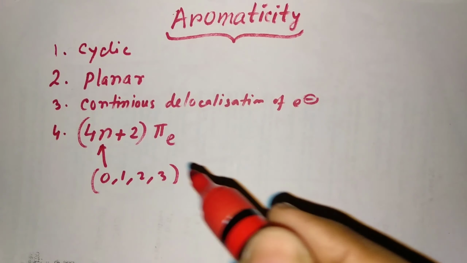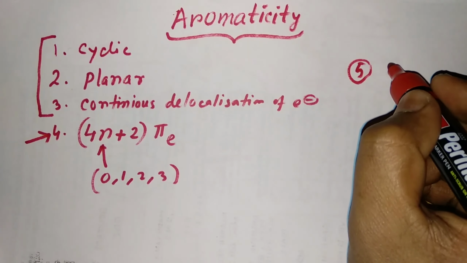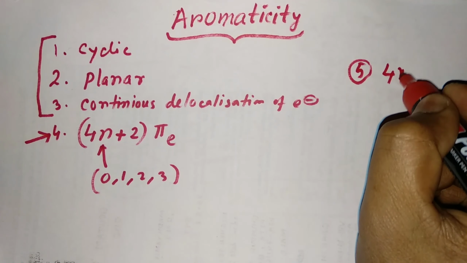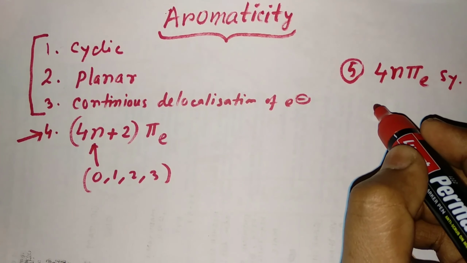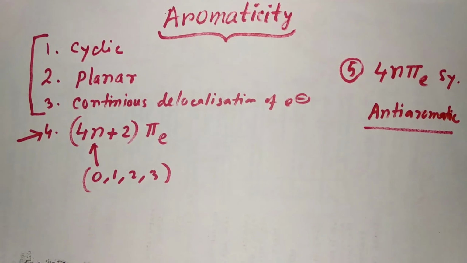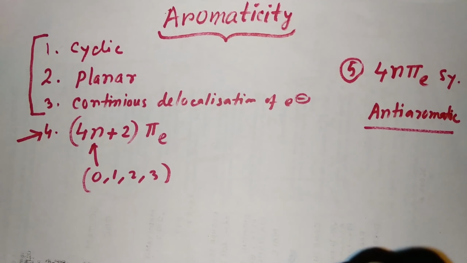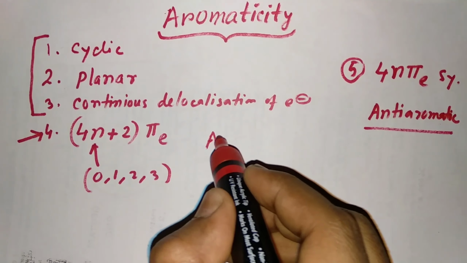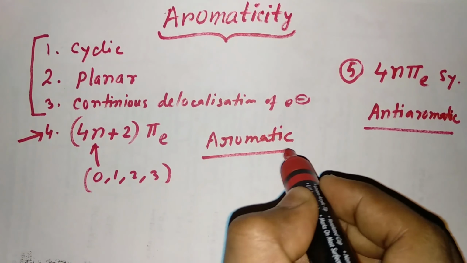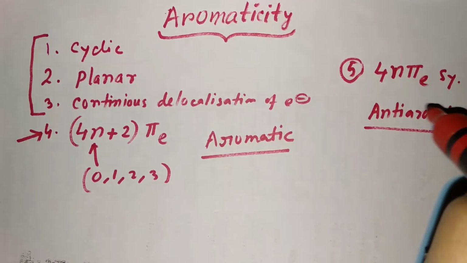Now I want to add something. If a system follows the first three rules and disobeys the fourth rule, and instead obeys a fifth rule, that is the system is a 4n pi electron system, then we will call the system antiaromatic. So if the system obeys rules 1, 2, 3 and rule 5, it is antiaromatic. And if the system obeys rules 1, 2, 3, 4, then the system is aromatic. So to be aromatic, rules 1, 2, 3, 4 must be satisfied, and to be antiaromatic, rules 1, 2, 3 and 5 should be satisfied.